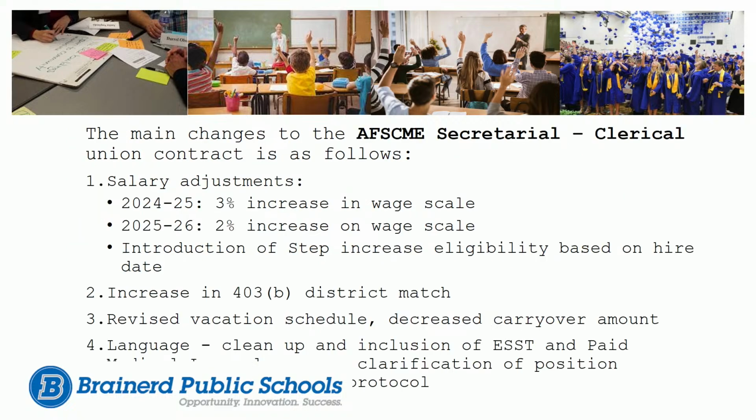So the main changes to the ASME Secretarial Clerical Union contract are as follows. One, salary adjustment. For the year 2024-2025, there will be a 3% increase in wage scale. For the following year, 2025-2026, a 2% increase in wage scale. And introduction of step increase eligibility based on hire date.